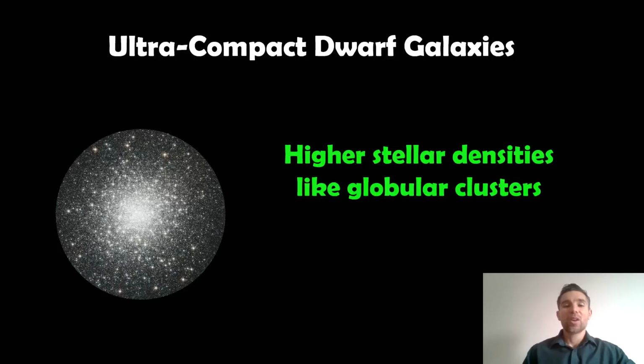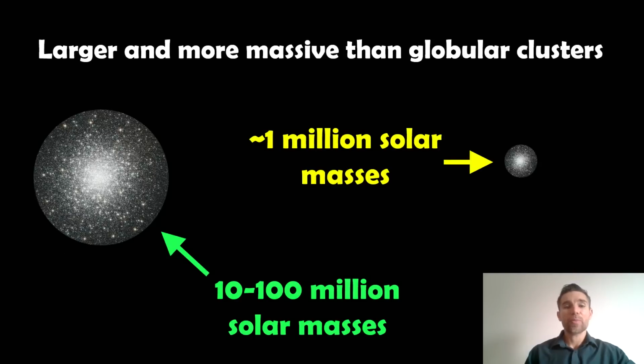But again, we're not that interested in the clusters for this part. We're interested in the ultra compact dwarf galaxies. Now, they share quite a few similarities with globular clusters in the sense that they have higher stellar densities than normal dwarf galaxies, and they have very dense stellar densities in their core, and they look fairly similar in that sense. Now, the main difference really is that they're much bigger.